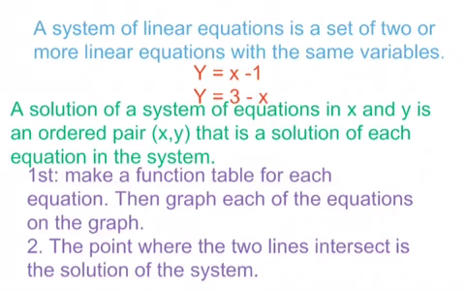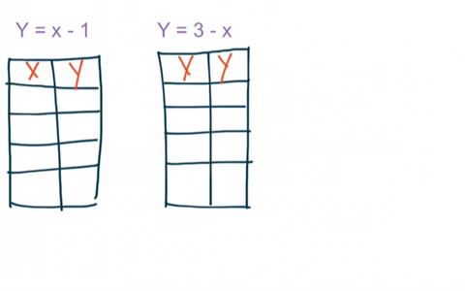So first we have to make a function table for each equation. Then we have to graph each of the equations on a coordinate plane. The point where the two lines intersect is the solution of the system. Here we have y equals x minus 1, and then y equals 3 minus x. The first thing we're going to do is assign a value such as 0 to one of the variables and solve for the other.